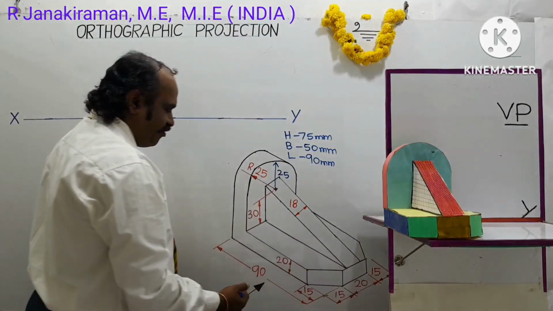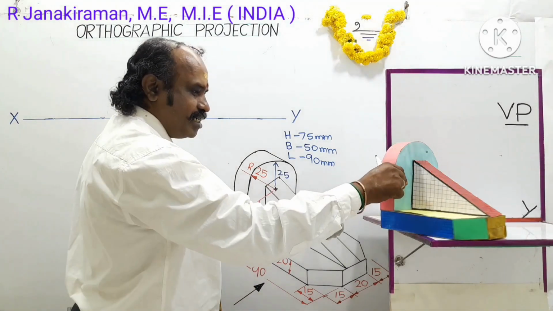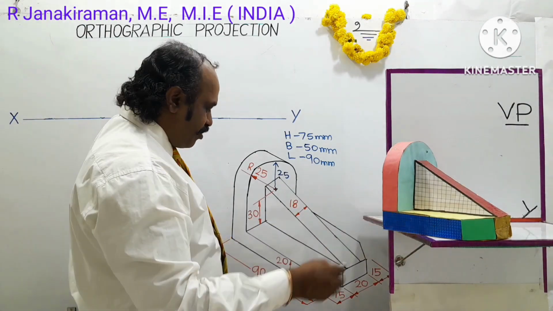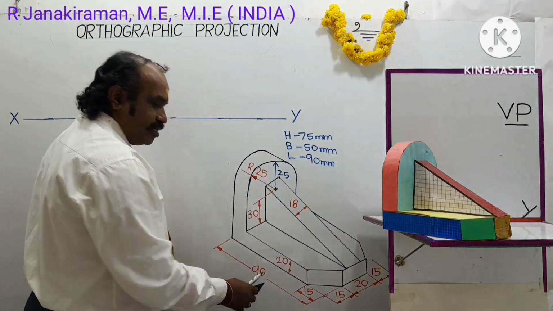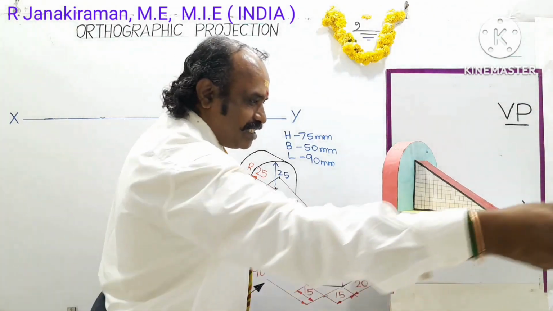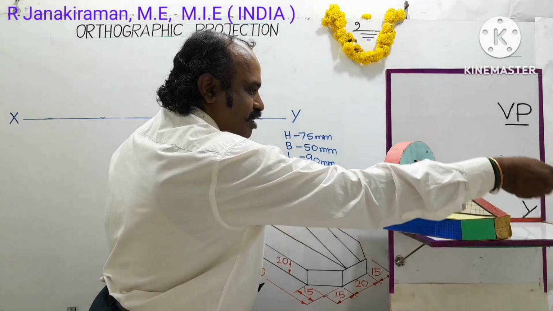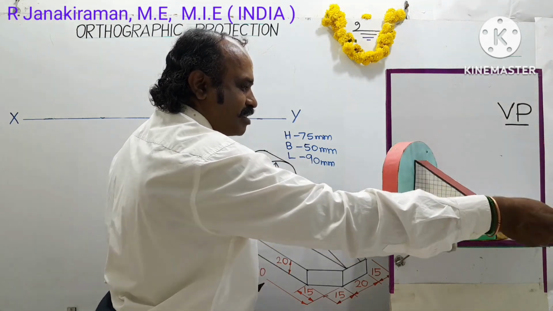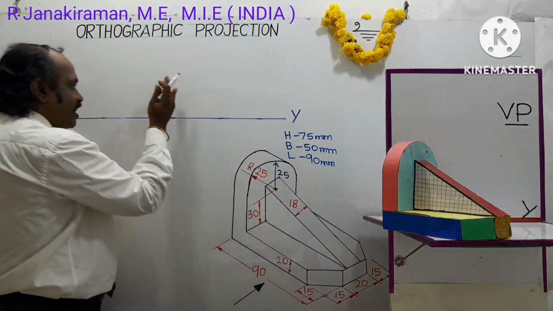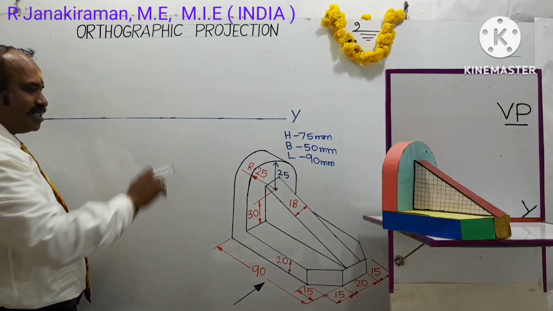For this, the front view direction is denoted by an arrowhead. This is the length of the object. Perpendicular to the plane of projection, the arrowhead is placed. So this is the front view direction. For this front view direction, this will be the right side of the object. Looking into the right side, the portions visible to the observer are called the right side view, shall be drawn on the left side of the front view, following the first angle projection principle.